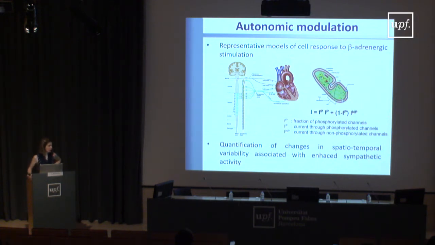And we know that ventricular cells do not respond to autonomic stimuli in the same way when they are young or when they are aged. So we wanted to introduce these effects in the models as well. So basically, we consider a beta-adrenergic signaling model, and we quantify the fraction of phosphorylated and non-phosphorylated channels, and we compute the current as the weighted average of both of them. And of course, in the end, we want to quantify how this autonomic modulation alters the spatiotemporal variability in response to any stimuli.